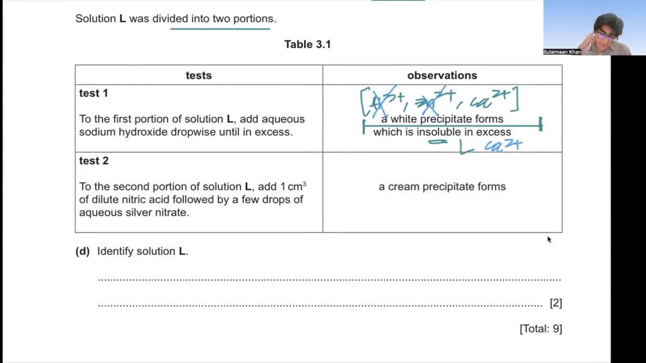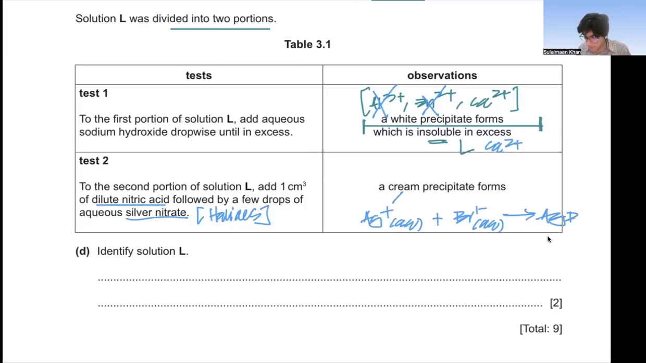To the second portion of solution L, add 1 cm cube of dilute nitric acid followed by a few drops of silver nitrate. What is this a test for? Dilute nitric acid and silver nitrate is the test for halides. Halides are negative ions of group 7. A cream precipitate forms. Cream precipitate means that the silver ion came into contact with the bromide ion and gives you AgBr solid, which is cream. So it's basically the Br1 minus. That's the ionic equation for it.